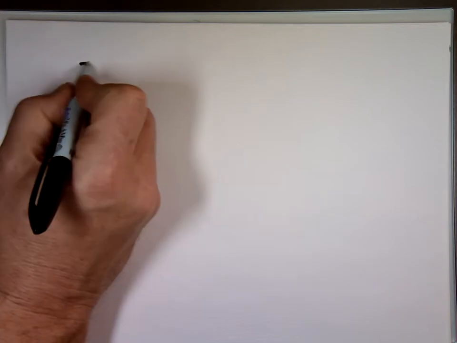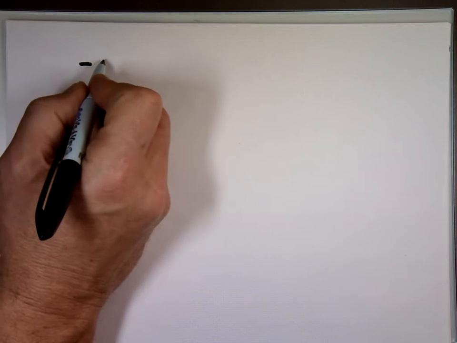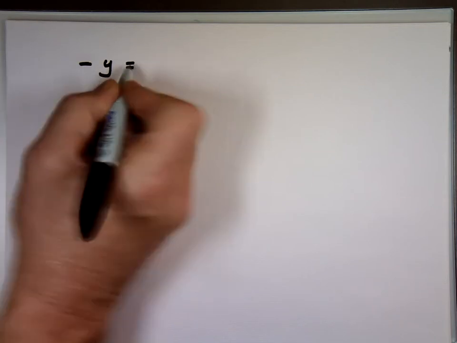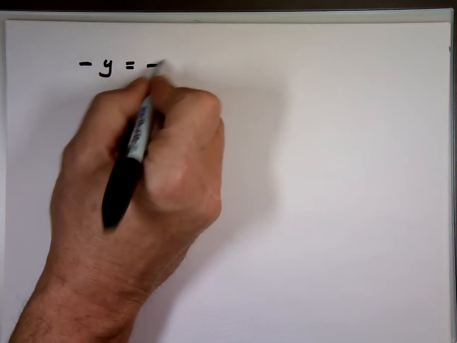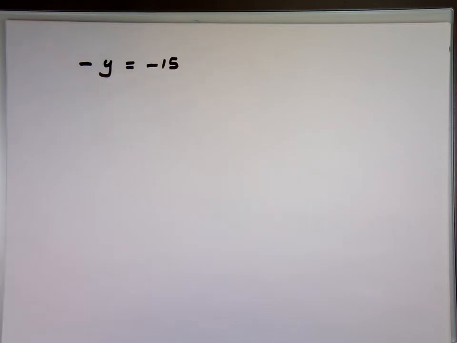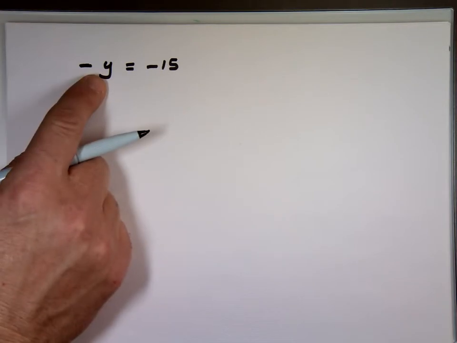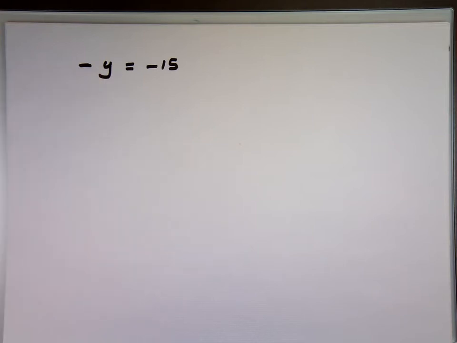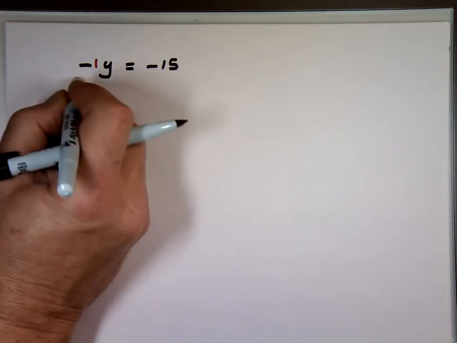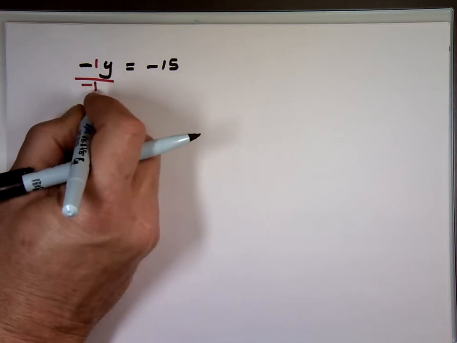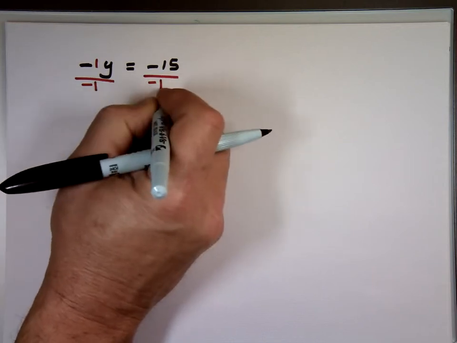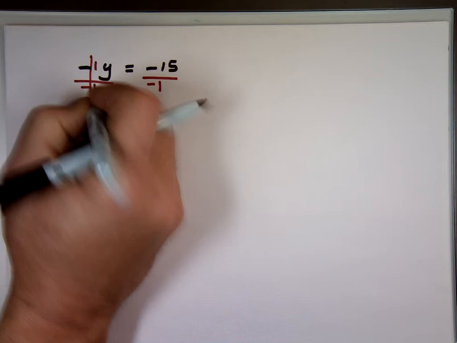What about if you have negative y equals negative 15? You want to solve it for plus, not negative y. That negative is really negative what? 1. Negative 1. We just don't put the 1. So to change it to a positive 1, I need to divide this side by what? Negative 1. I got to divide that side by negative 1. What is y equal to? 15.